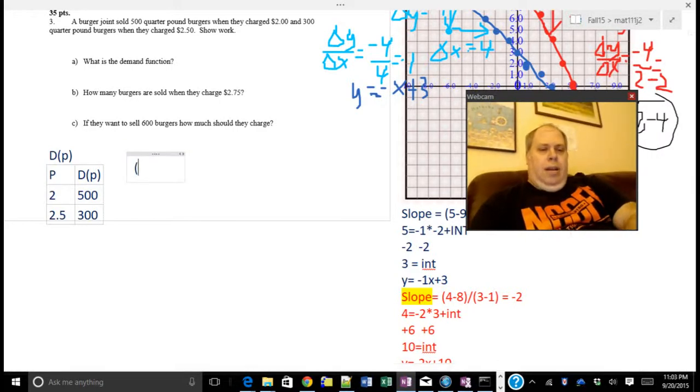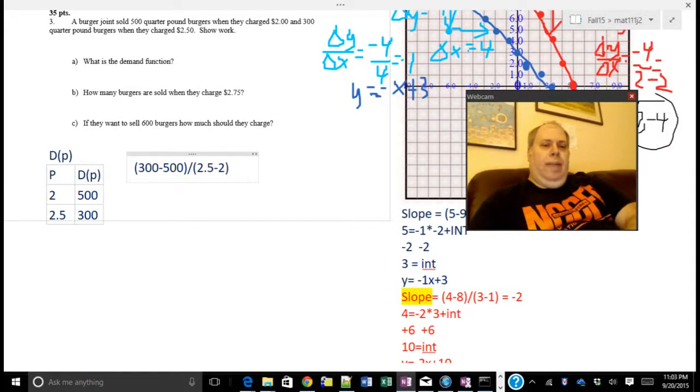Once again, delta D over delta P, that's 300 minus 500 divided by 2.5 minus 2. Negative 400 is the slope.